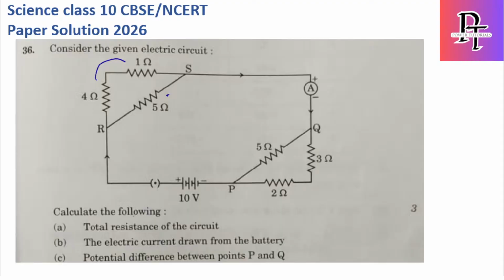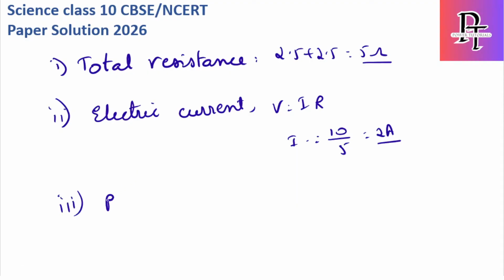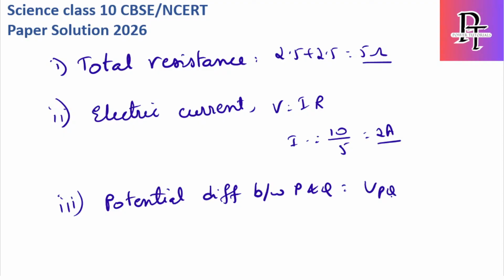Third one, potential difference between P and Q. So they are asking the potential difference between P and Q. So it is VPQ. VPQ is again Ohm's law here. Current we already know, which is 2 amperes, into R. Current is 2 amperes. What is R between P and Q? P and Q is here.